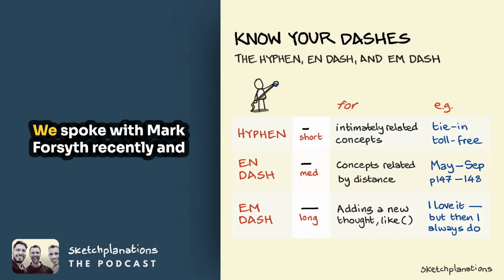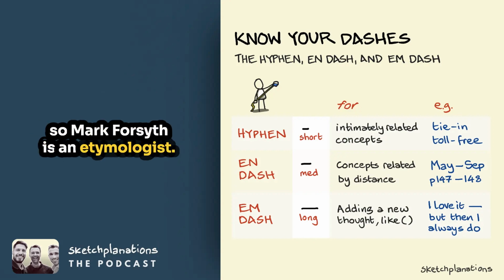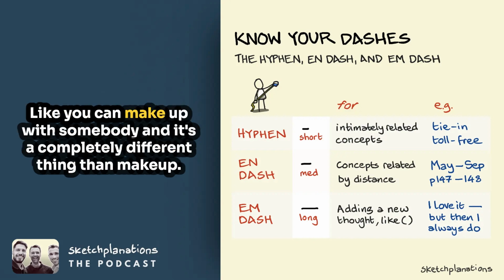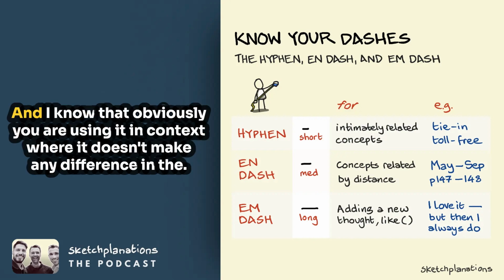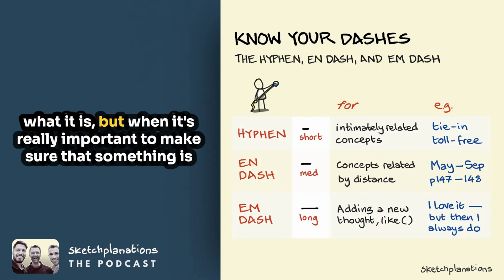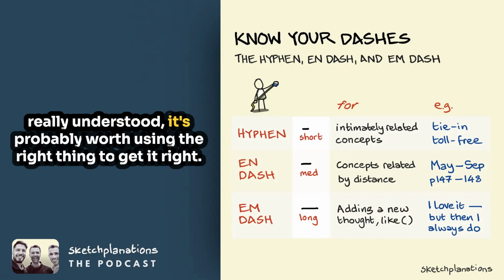Agreed. We spoke with Mark Forsyth recently. Mark Forsyth is an etymologist, and there's all sorts about language. Makeup's a great example. You can make up with somebody and it's a completely different thing than makeup. And I know that you're using it in a context where it doesn't make any difference, and the fact that you're applying makeup is obviously going to tell you what it is. But when it's really important to make sure that something is understood, it's probably worth using the right thing to get it right.